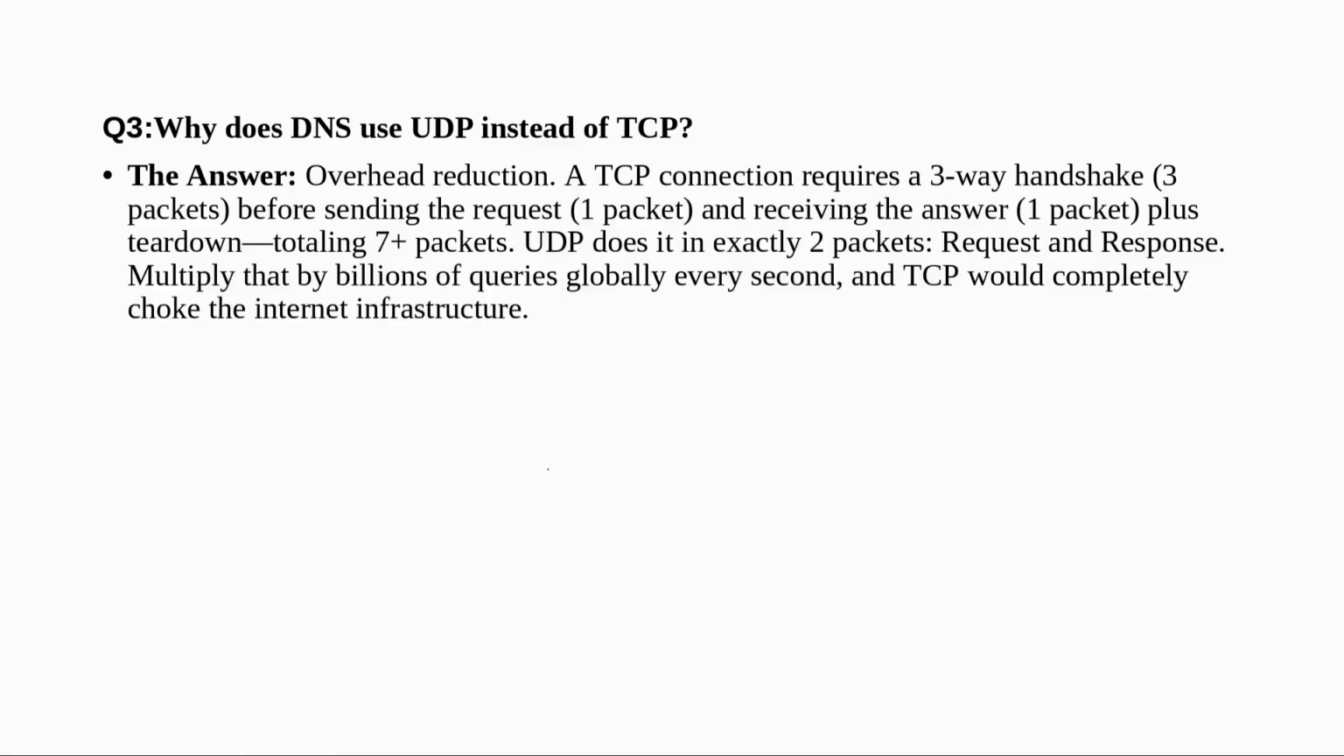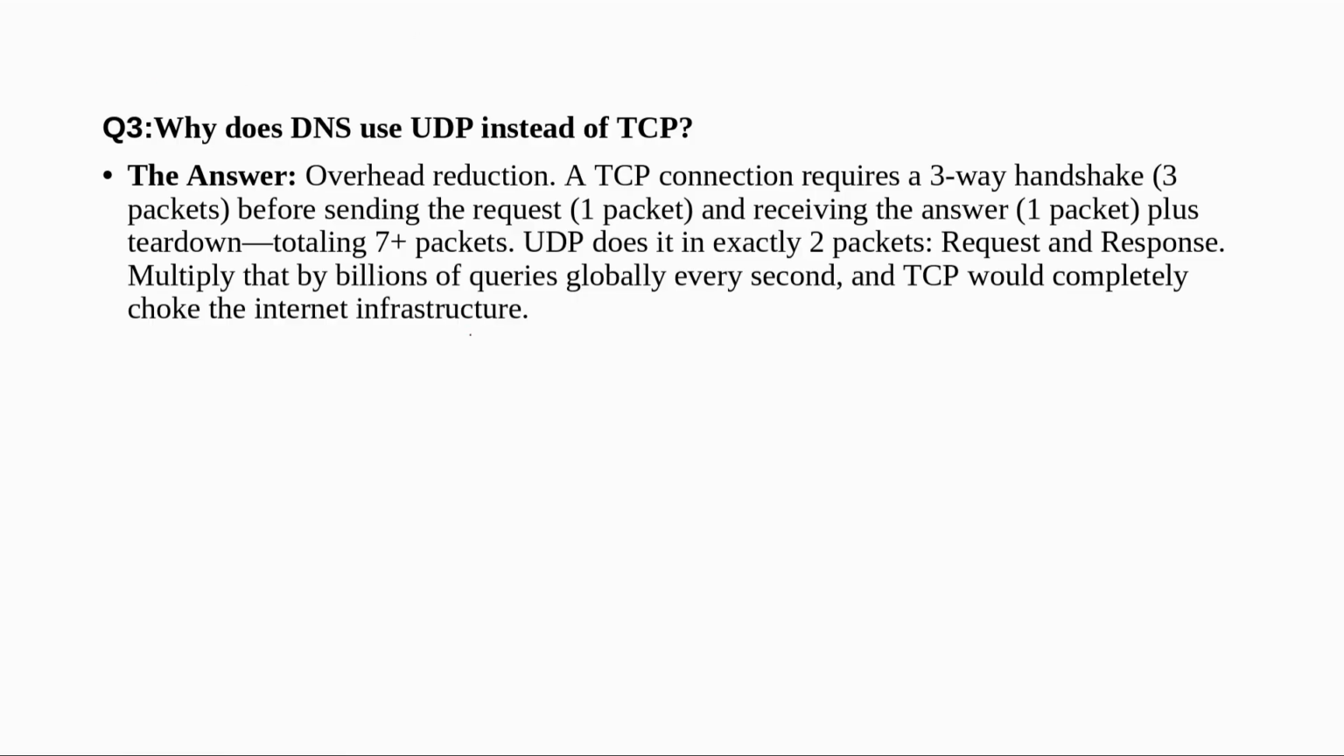Another: why does DNS use UDP instead of TCP? Again, overhead reduction. A TCP connection requires a three-way handshake before sending a request packet and receiving the answer, plus a teardown, a total of 7 packets. UDP does it in exactly 2 packets, request and response. Multiplying that by billions of queries globally every second, TCP would completely choke the entire infrastructure. So basically congestion would happen. That's why DNS prefers UDP over TCP.